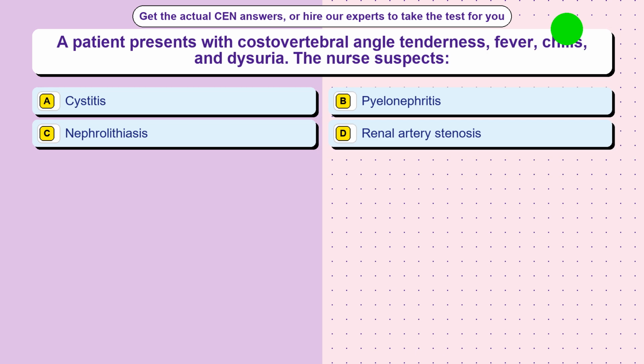Question 36. A patient presents with costovertebral angle tenderness, fever, chills, and dysuria. The nurse suspects: Option A, cystitis. Option B, pyelonephritis. Option C, nephrolithiasis. Option D, renal artery stenosis.